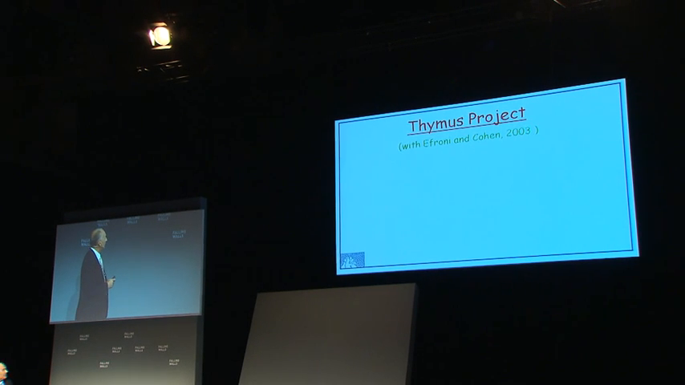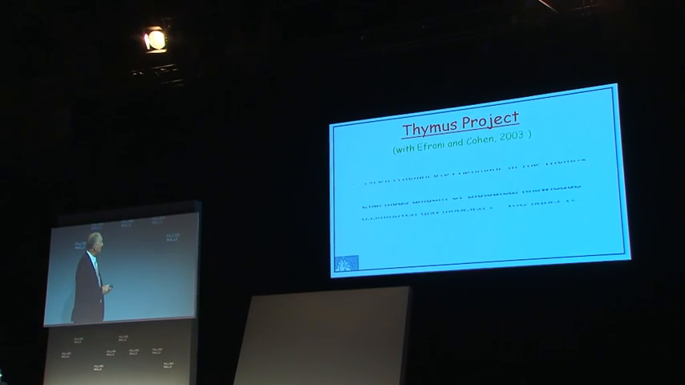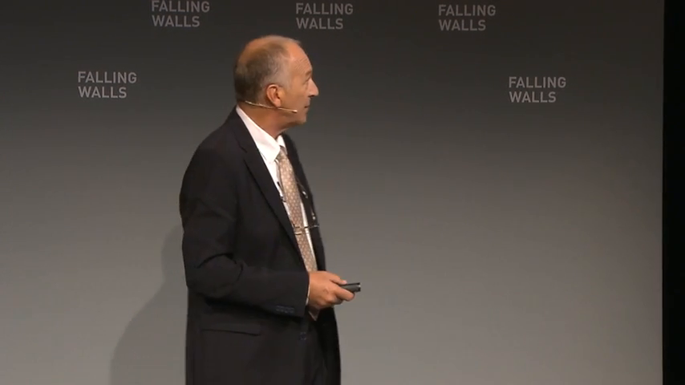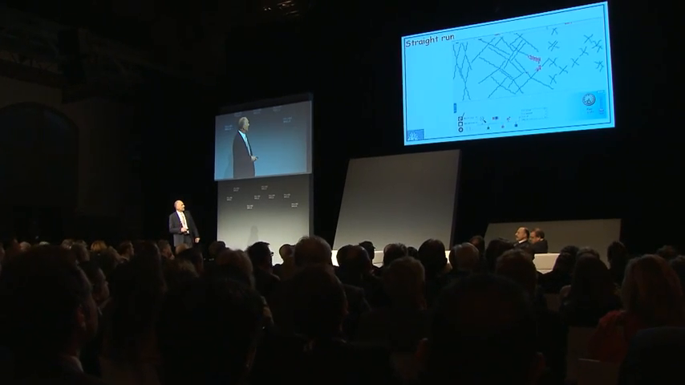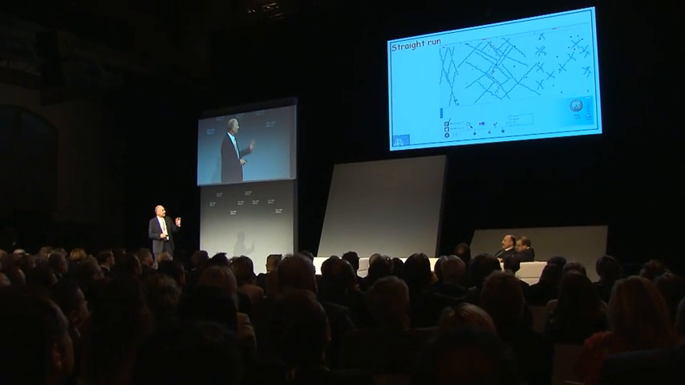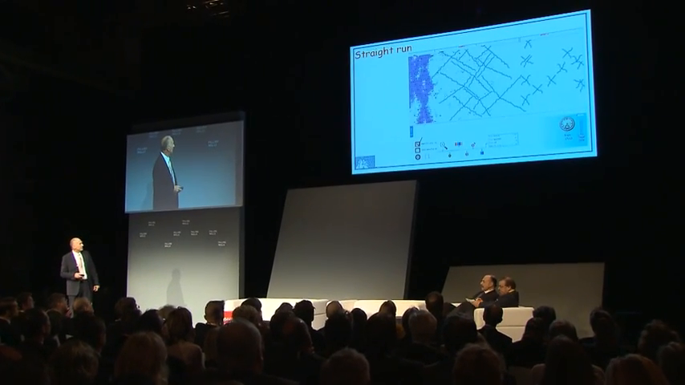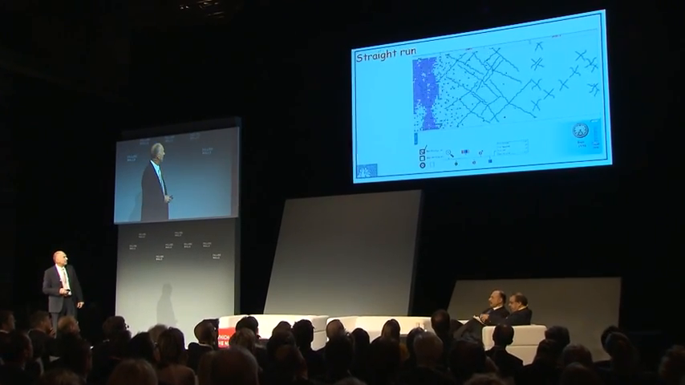The first project has to do with the thymus gland, where we modeled several thousand T cells behaving in the thymus gland. An enormous amount of knowledge, not data, was put into this project, which took almost 5 years to do. So you'll see several thousand cells. Each of these cells has a very, very complicated program, so it's an enormously complicated computation going on here.